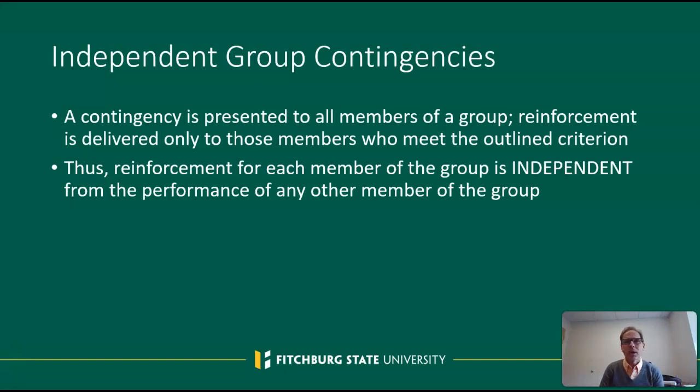When the class is over, whoever has completed the worksheet gets the extra 5 minutes of recess. Anyone who hasn't completed the worksheet doesn't get the extra 5 minutes of recess. This is an independent group contingency because all members of the group are exposed to the same contingency, but each member's individual behavior determines whether that member gains access to the reinforcement.